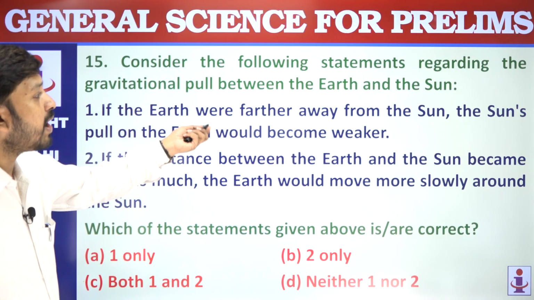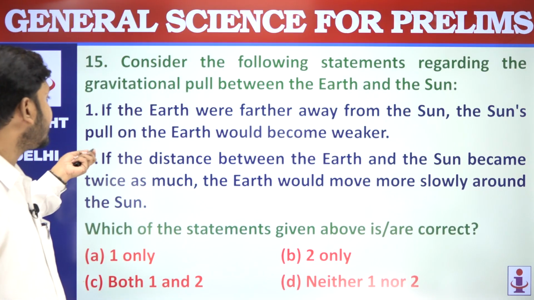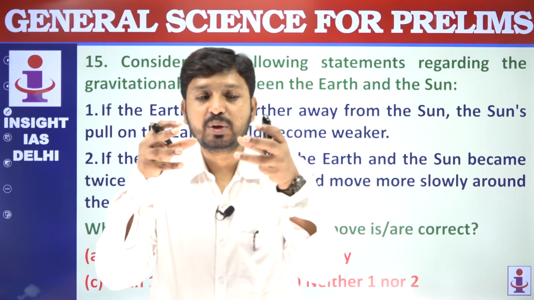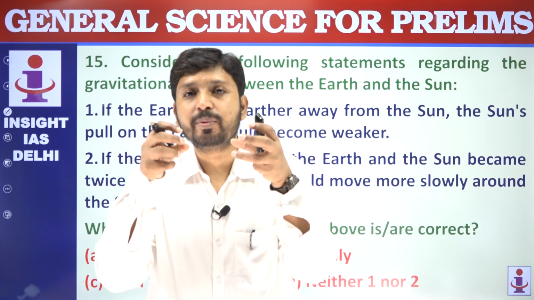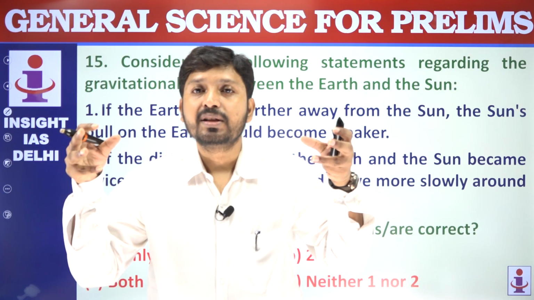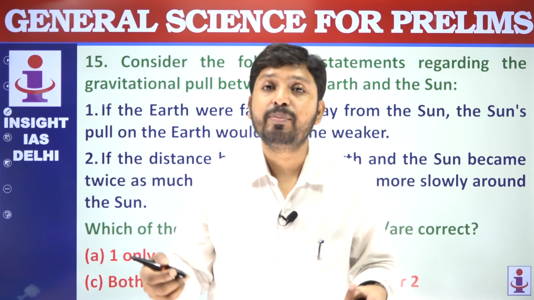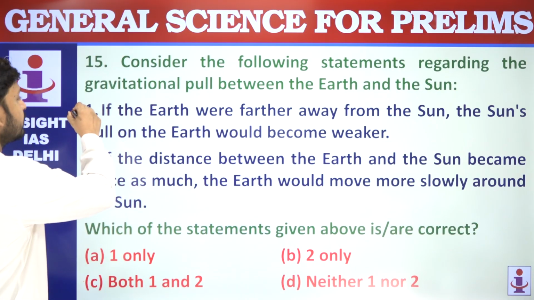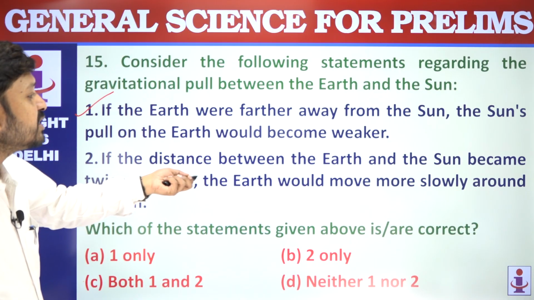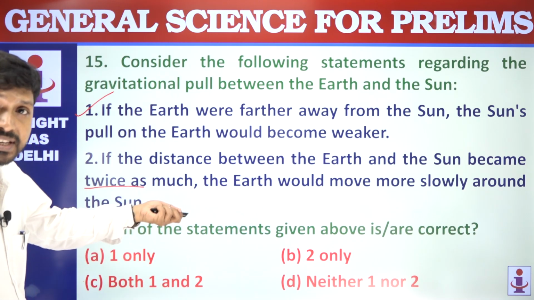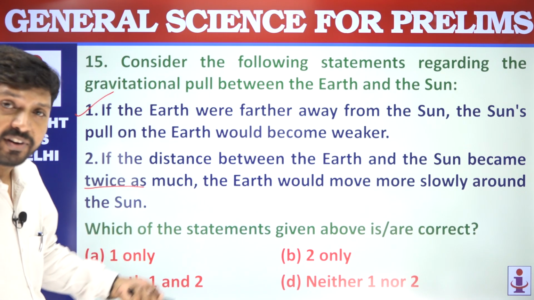If the Earth were farther away from the Sun, the Sun's pull on the Earth would become weaker. This is true, right? Because when 2 bodies are very close, the gravitational force will be very strong. They will pull very strongly. But when they are very far, the gravitational force will automatically become weaker. So this is the right statement. If the distance between the Earth and Sun becomes twice, they are saying the distance is increasing. If distance is increasing, automatically the gravitational pull will further reduce, right?